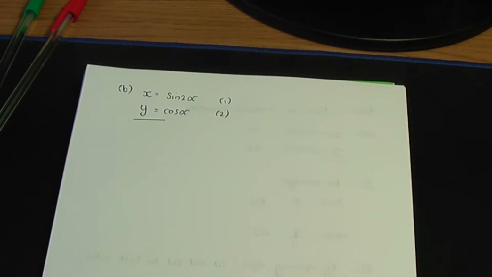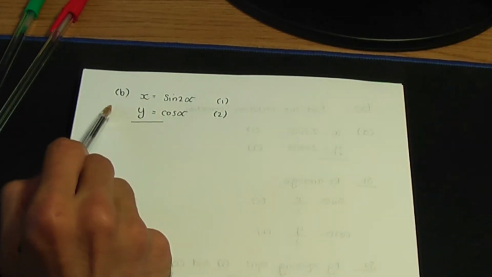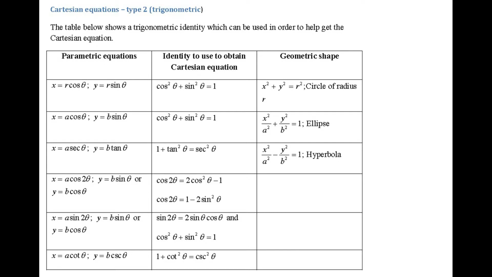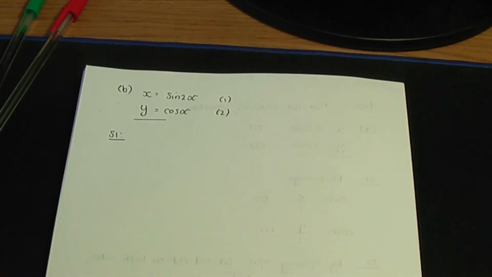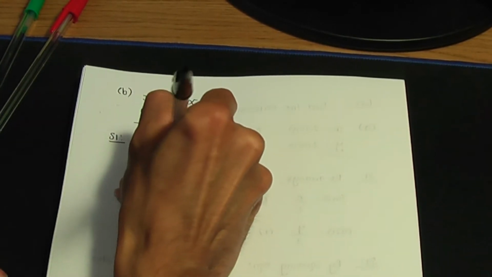Okay? And now, if we go back to the table, one of our equations is in terms of a double angle. Okay? So primarily, equation number 1 is x equals sine 2 alpha. So that involves the double angle for sine. So that means to us that we need to use the double angle formula for sine in order to help us get the Cartesian equation. So in step number 1, we're going to have x equals sine 2 alpha.